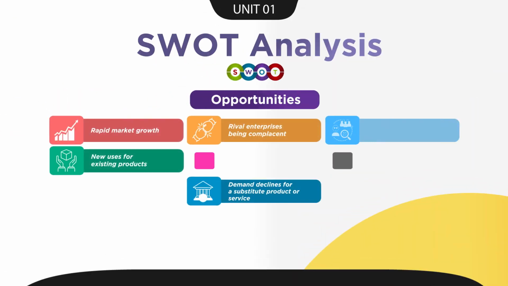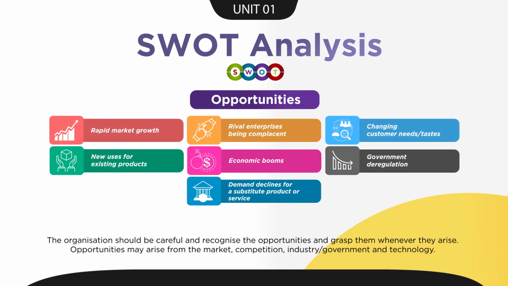Examples include rapid market growth, rival enterprises are complacent, changing customer needs or tastes, new uses for existing products, economic booms, government deregulation, demand declines for a substitute product or service.